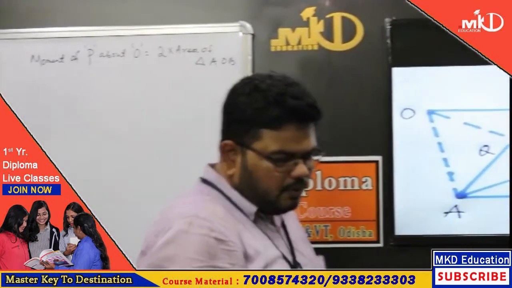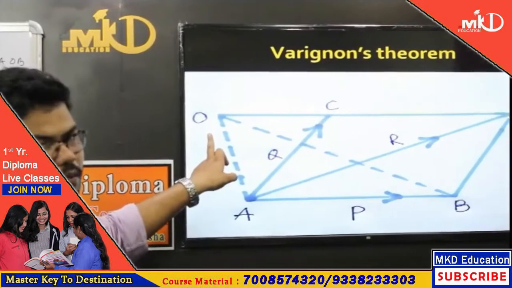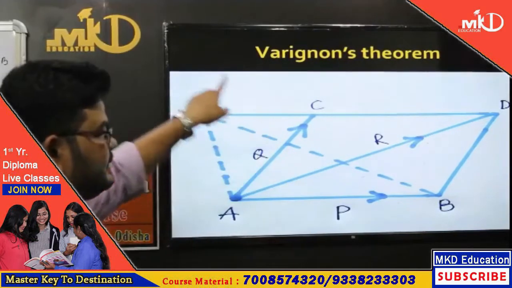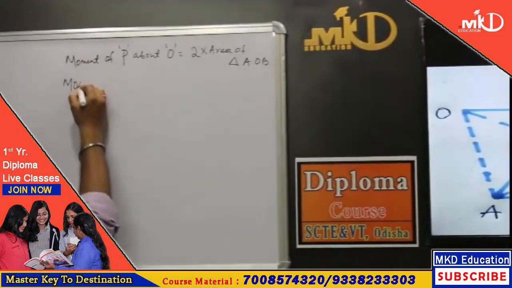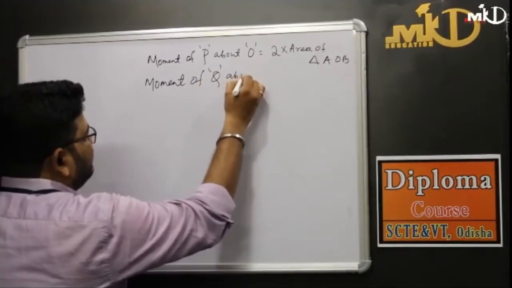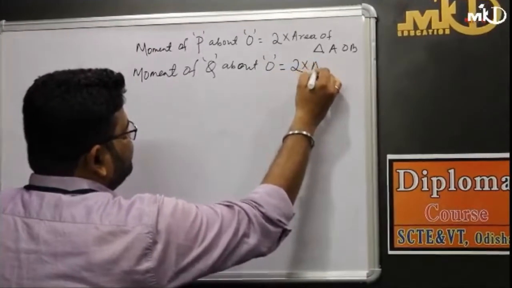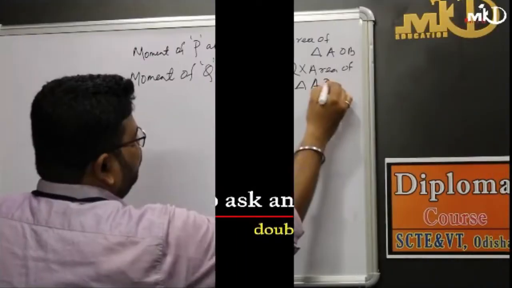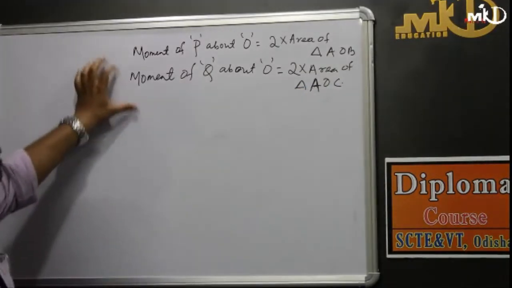Similarly, the moment of force Q about point O will be equal to twice the area of this triangle AOC. Let us write it again: moment of Q about O will be equal to 2 times the area of triangle AOC. So we have got the moments of these two forces.